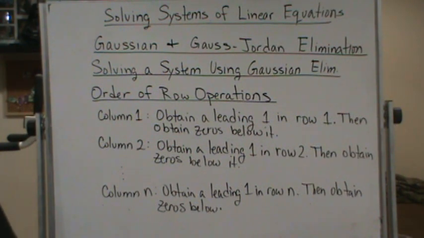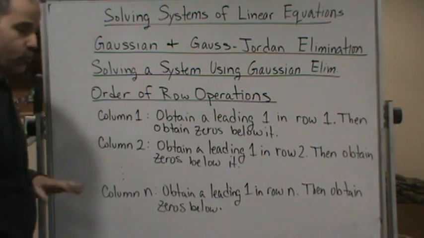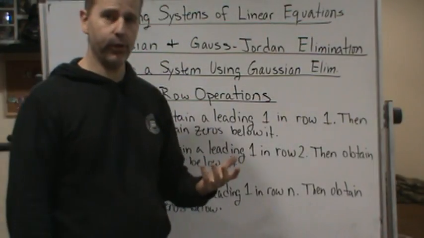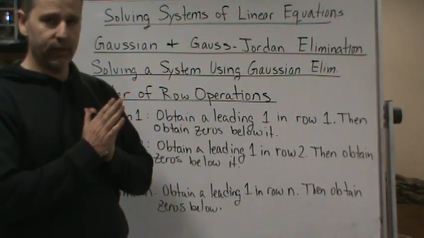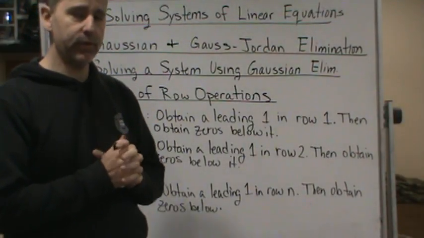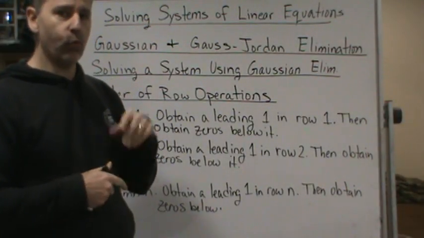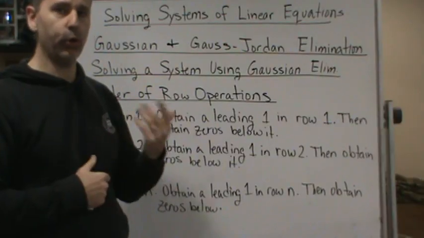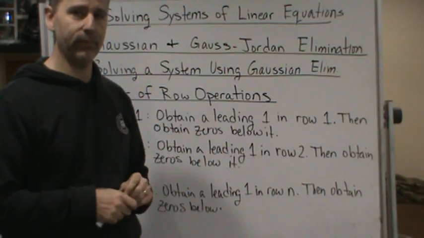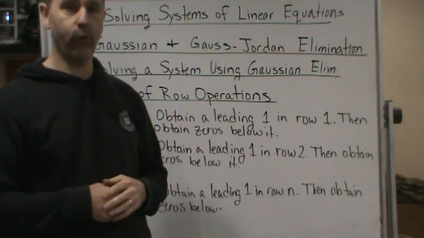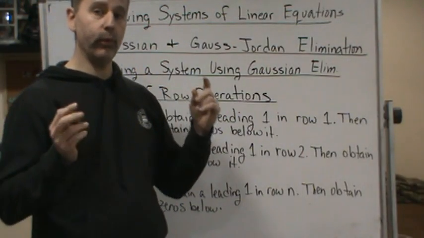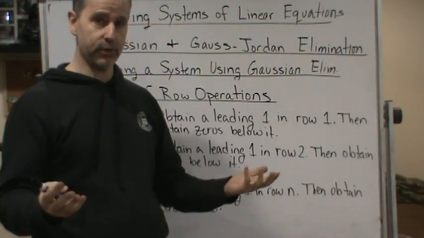All right, welcome back. Now, as you may have noticed, the way I approached the Gaussian elimination method in the previous example, there was a way I did it, an order in which I did it to solve it, to get into that row echelon form. So here's what we would call the order of operations for row operations.